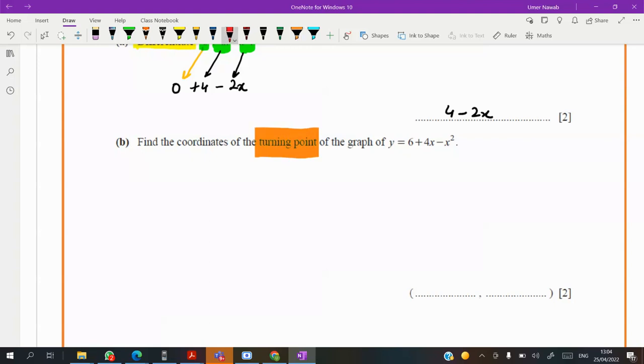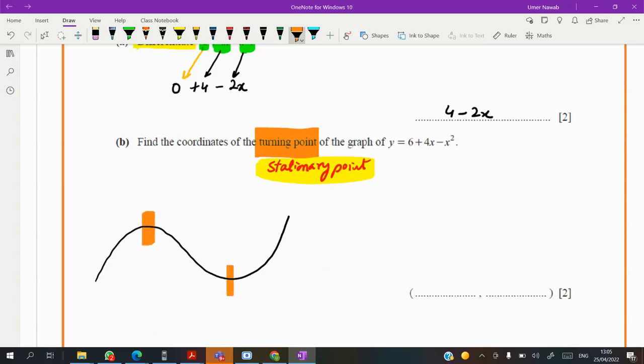Sometimes the examiner uses the term turning point, or he may use the word stationary point. Both terminologies explain one thing. When I draw the graph, you can see this point and this point. These points where the graph is making a U-turn, you can call them turning point, TP, or stationary point.